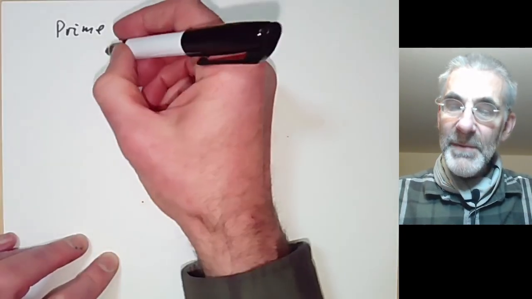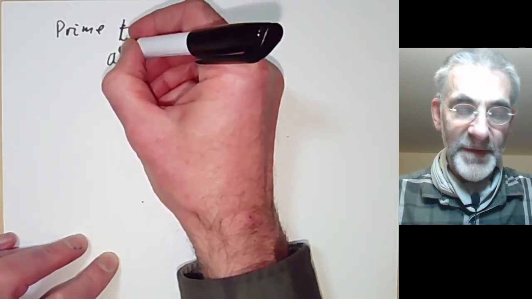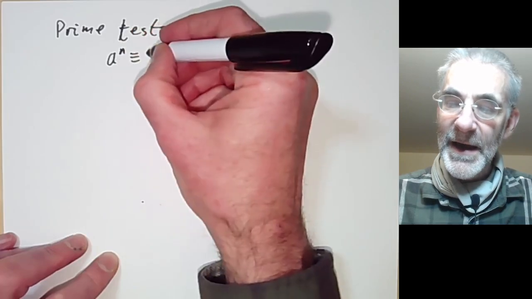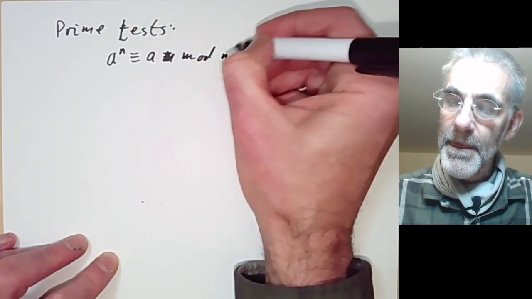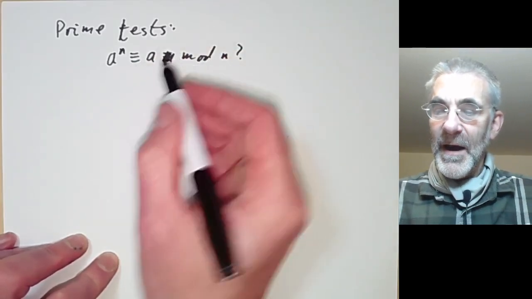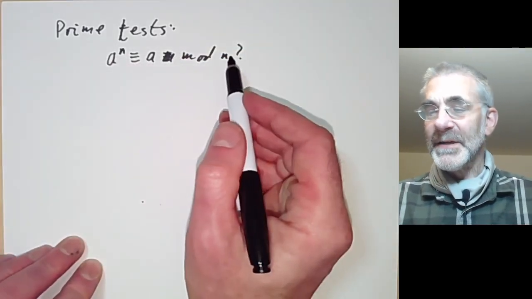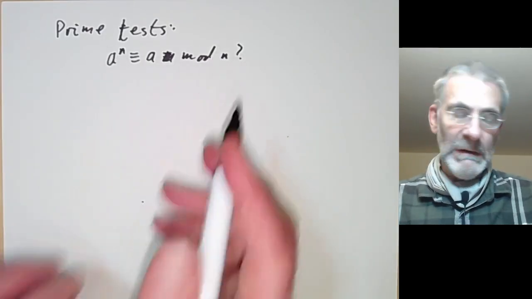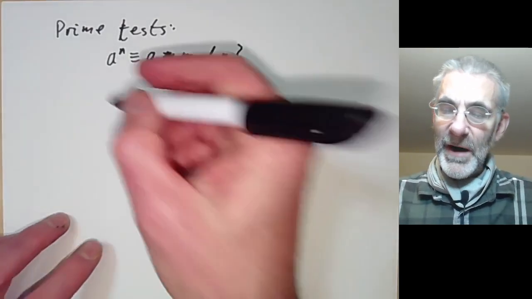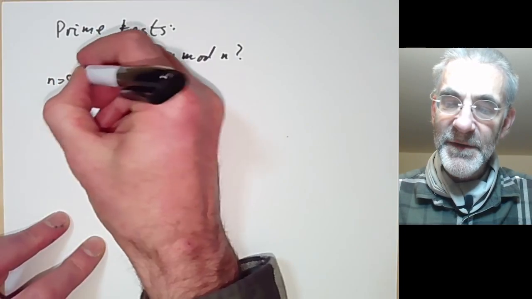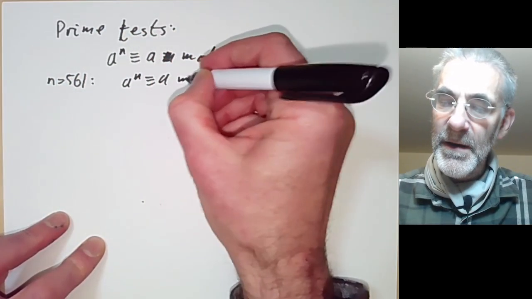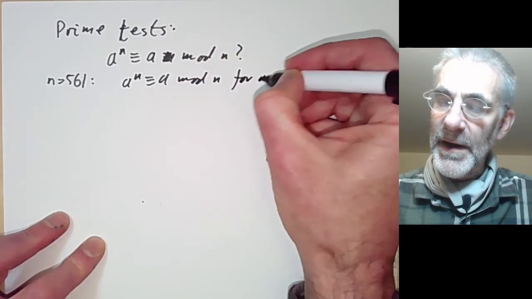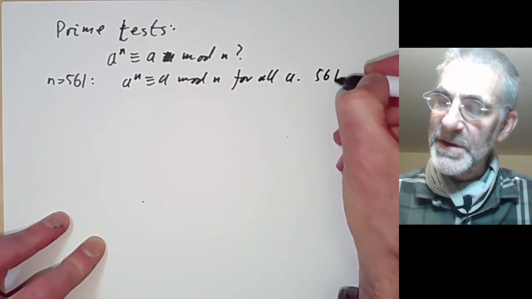You remember one way of testing to see if n is prime is to look at a to the n and see if a to the n is congruent to a modulo n for various values of a. If this fails, then n is definitely not prime. And if it's true, well, n is probably prime. But you remember for n equals 561, a to the n is congruent to a mod n for all a. But 561 is not prime.